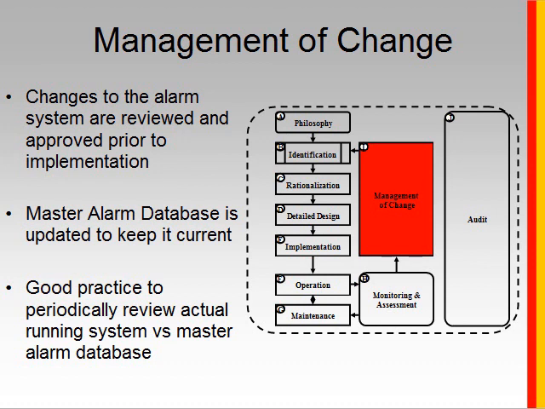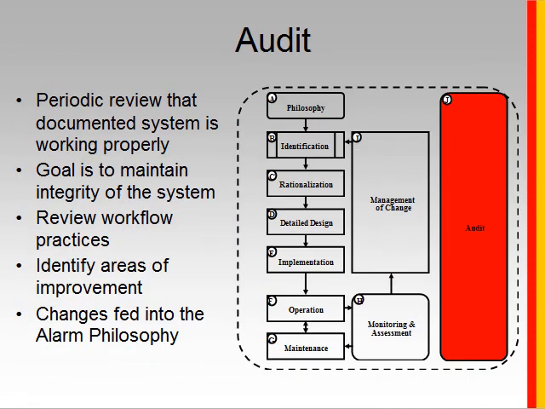One of the things that's recommended is to compare on an incremental basis, maybe every month, the information in that master alarm database, all the alarms, all the settings, to what's actually running in the control system. If you find that there are alarms that are disabled that are supposed to be enabled, or limits or priorities that are set differently than what they're supposed to be, then you know that you have an issue with management of change.